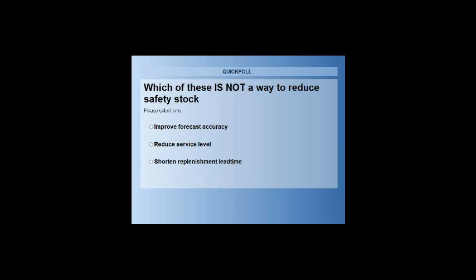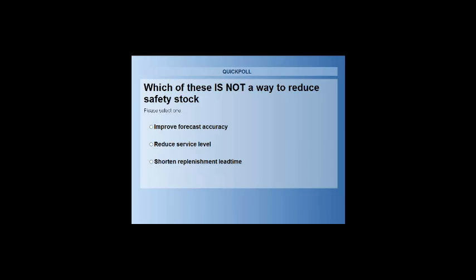Of the 3 ways there, improve forecast accuracy, reduce service level, or shorten replenishment lead time, can't tell who chose what, but reducing the service level, although that will reduce the amount of safety stock you have, it's not a long-term permanent solution, because when you reduce the service level, you're also reducing how well you can service your customers' needs. And long-term, that's not a viable option.